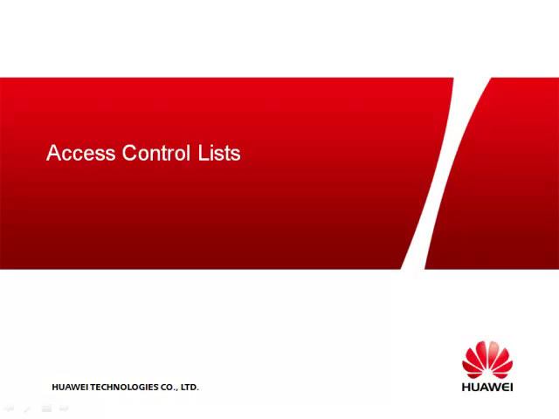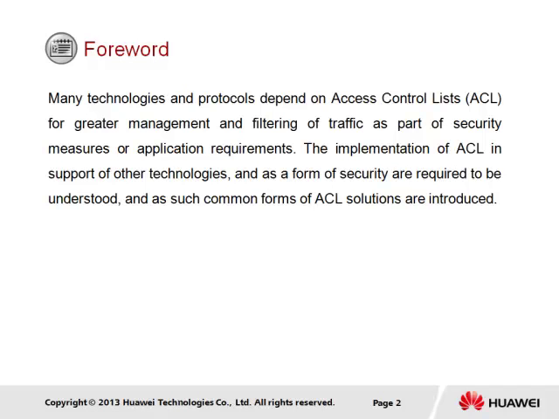In this section, we take a look at access control lists as a mechanism for implementing access control for system resources. Many technologies and protocols depend on access control lists, or ACLs, for greater management and filtering of traffic as part of security measures or application requirements. The implementation of access control lists in support of other technologies and as a form of security are required to be understood, and as such, common forms of access control list solutions are introduced.